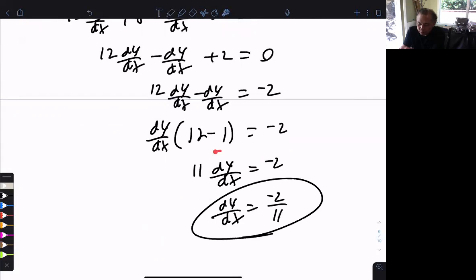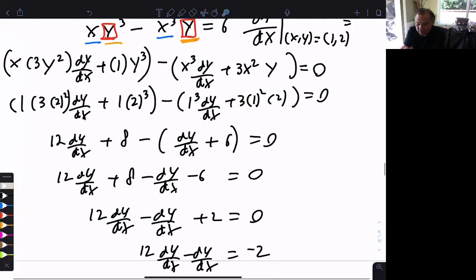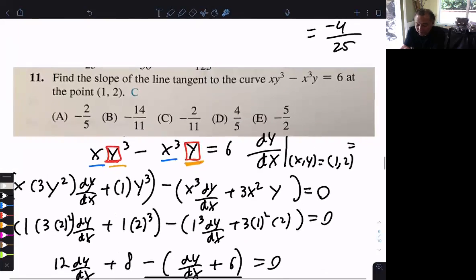Now, do you have to show this step? I don't require that, because if you have 12 of them and you take away one of them, obviously you have 11 of them, but that's what you're actually doing. Negative 2 over 11, hopefully the answer appears, or I'm a sad person. It's there, and it is the correct answer.